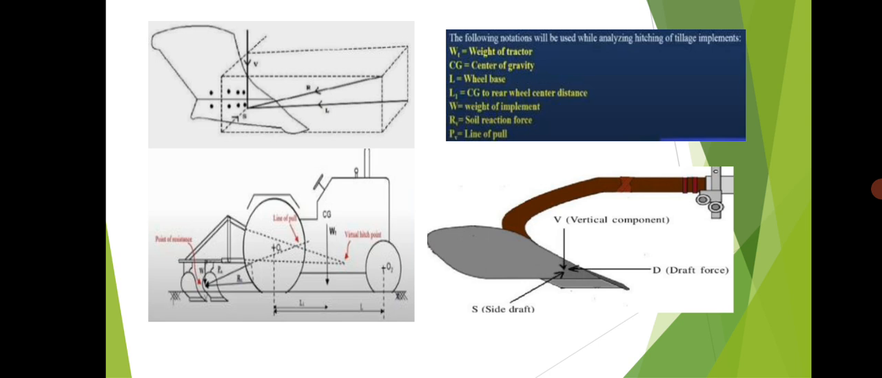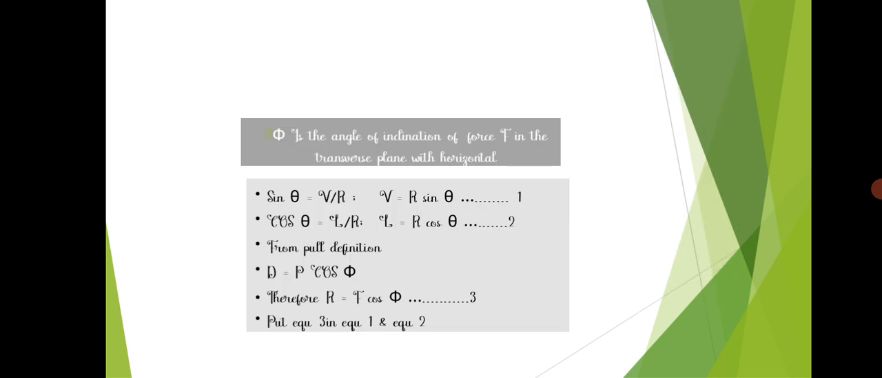L is horizontal component, also called as draft. V is the vertical component. It removes load from the front wheel of the tractor and affects tractive ability of the tractor, stability and steerability. It helps in penetration and maintains working depth. S is side draft or force, maintains directional stability. Theta is the angle of inclination of force F in the transverse plane with horizontal.